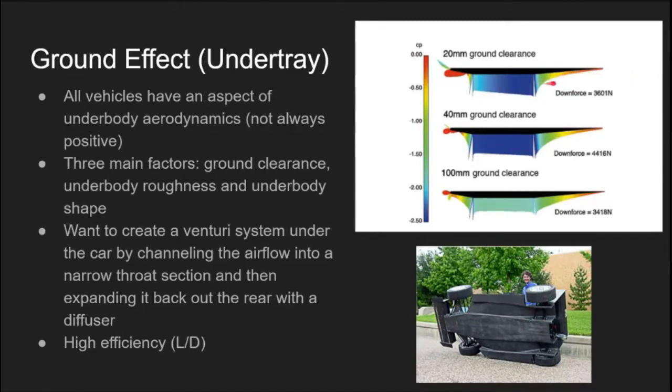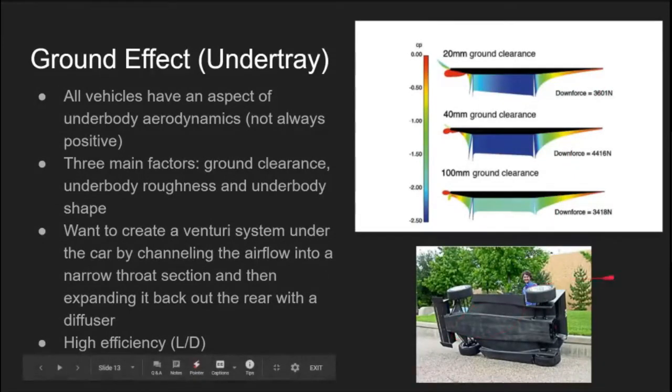Because there's a huge pressure differential between what's coming out of the under tray and what's in the free stream behind the car itself. So the whole point of the diffuser is that you're just expanding the air back out, slowing it down, increasing the pressure, and making the jump in pressure from the under tray to the atmosphere as low as possible to reduce drag.